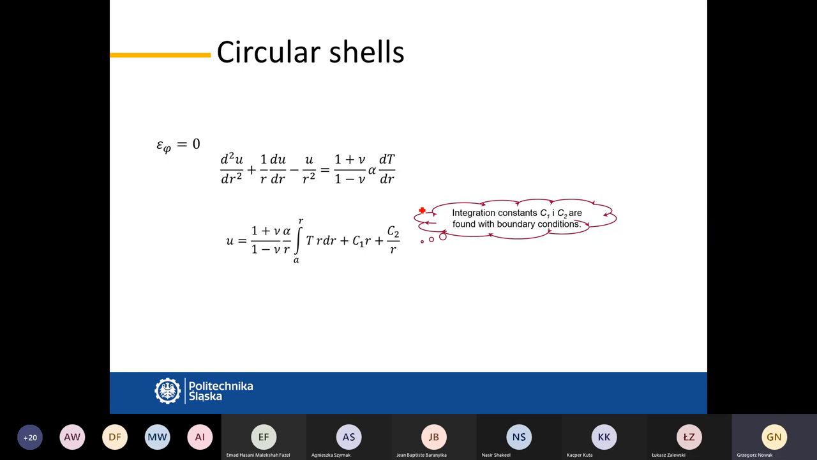Okay, we can follow our solution. So once more, we have an equation for the shell deformation, for the shell displacement, where U is displacement in the radial direction, which depends on the Poisson's ratio. Here we have the rise in temperature.